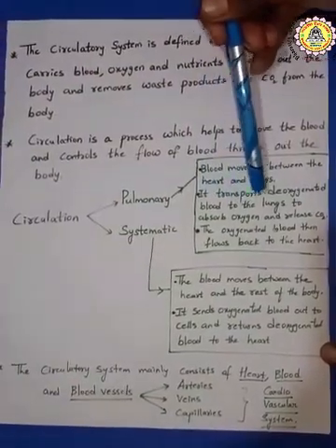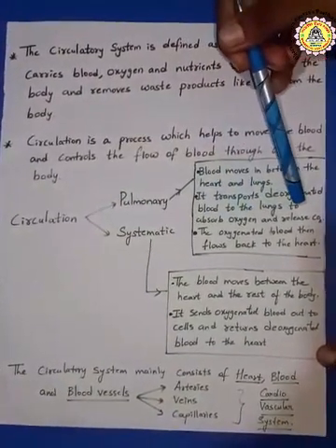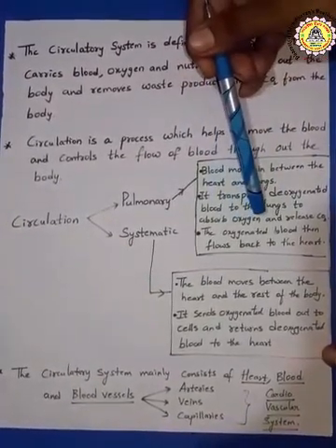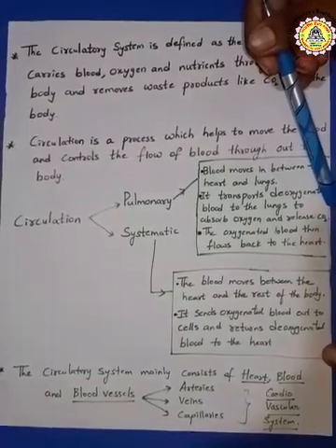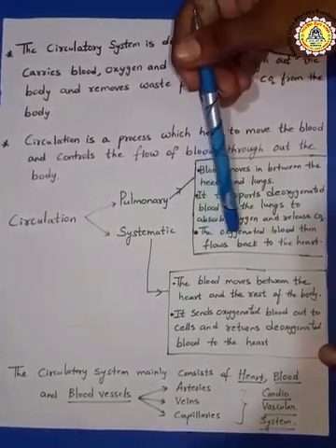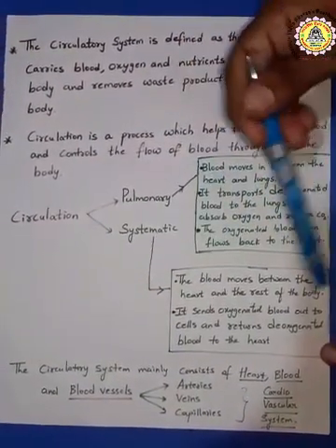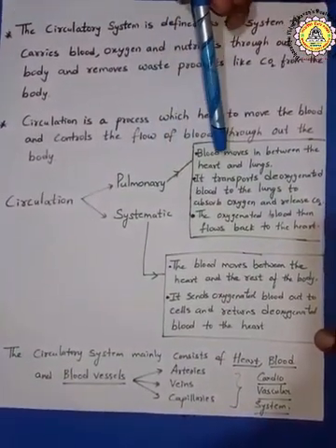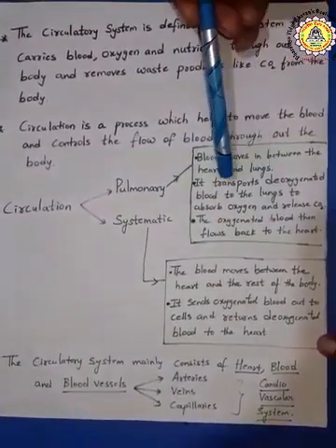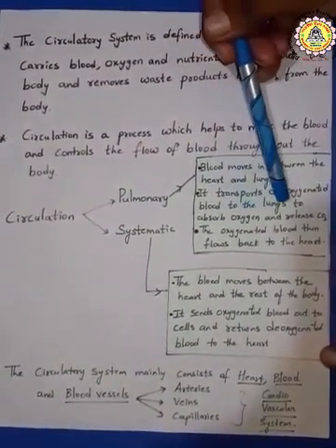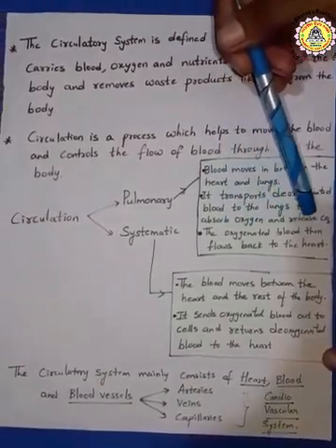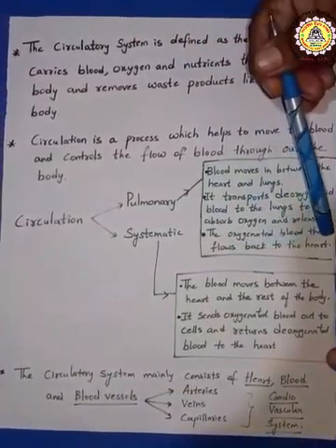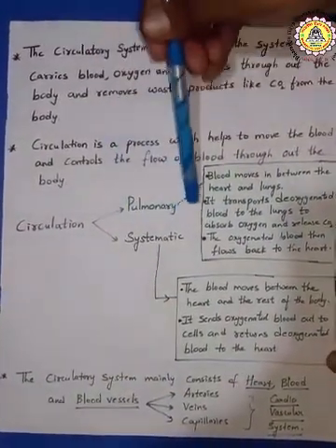It transports deoxygenated blood to the lungs to absorb oxygen and to release carbon dioxide. The oxygenated blood then flows back to the heart. So what is the function of the pulmonary circulation? Blood moves in between the heart and the lungs. It transports deoxygenated blood to the lungs to absorb oxygen and release carbon dioxide. The oxygenated blood then flows back to the heart. This is the action of the pulmonary circulation.